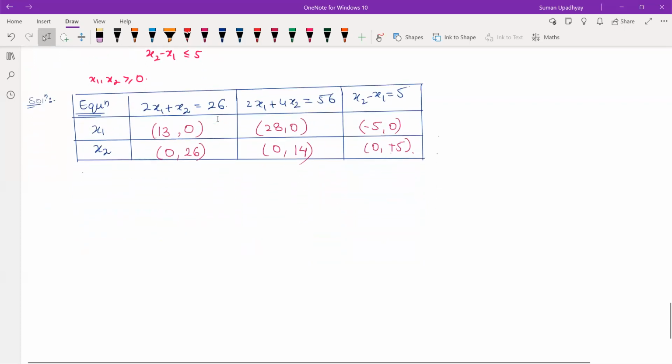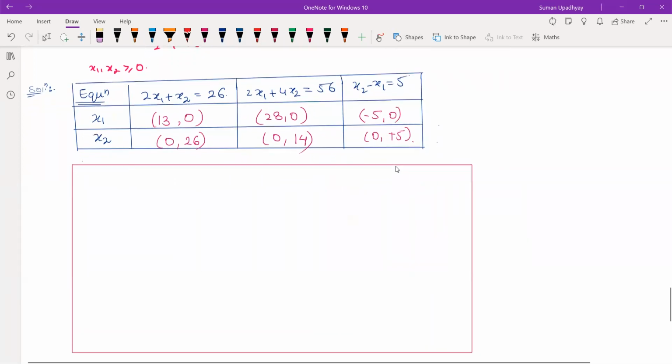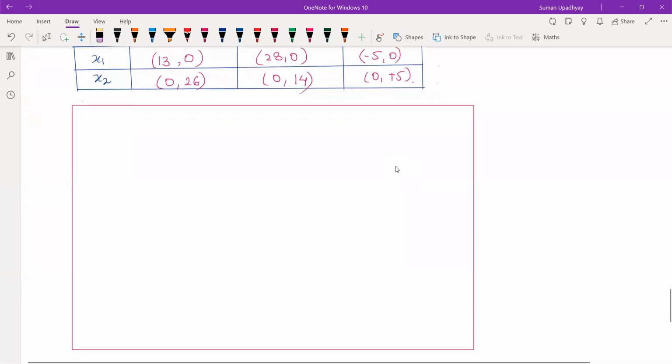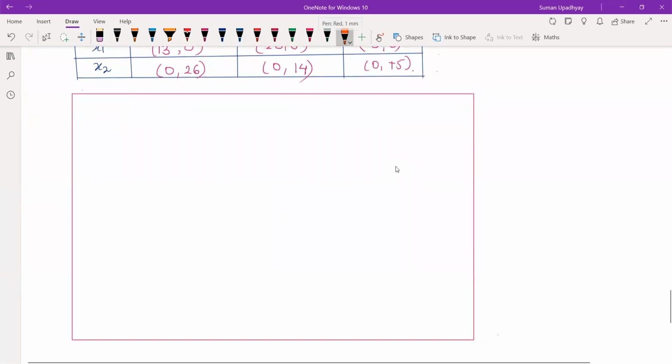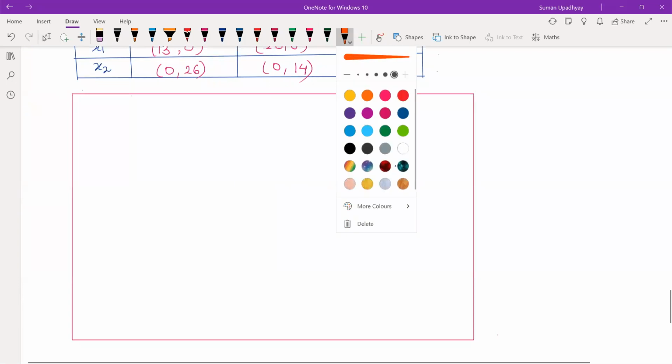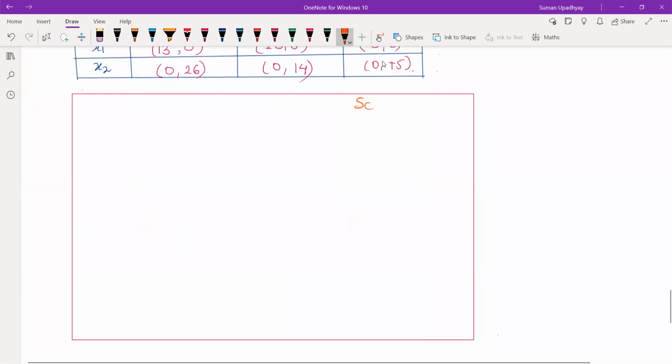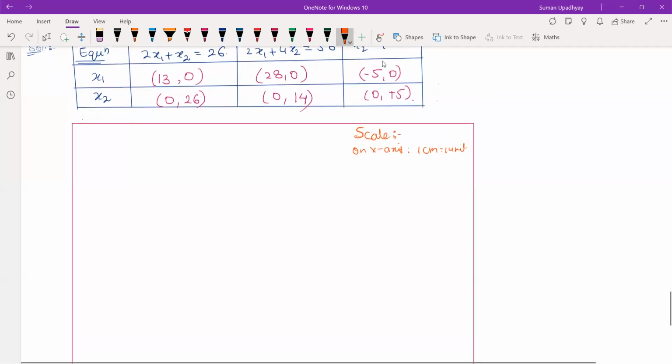Now what do you have to do? Just look at the x coordinate and y coordinate, and tell me what scale I should be taking. We are going to draw the graph, so tell me the scale for this particular question. How high is it going? 1 centimeter is equal to 1 unit.